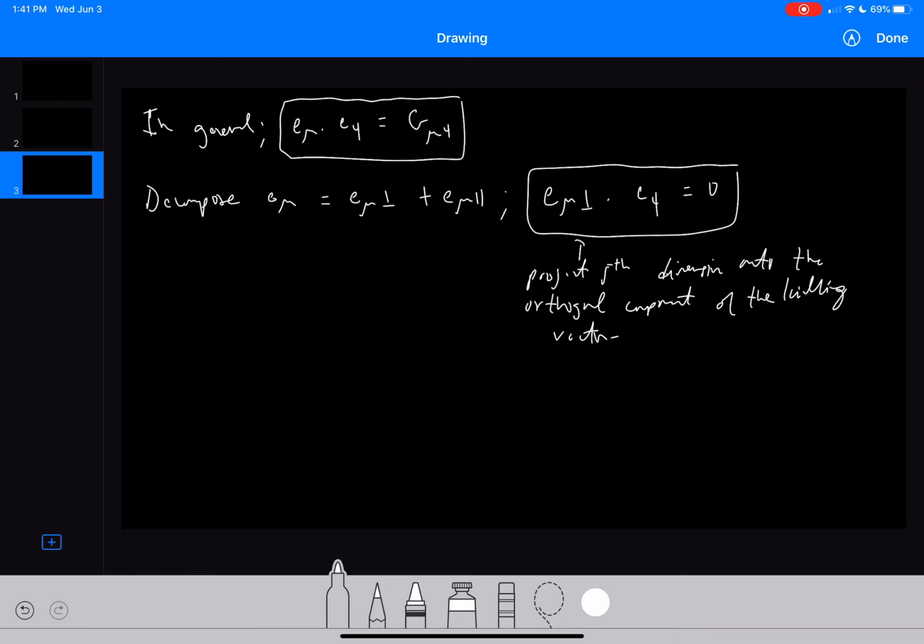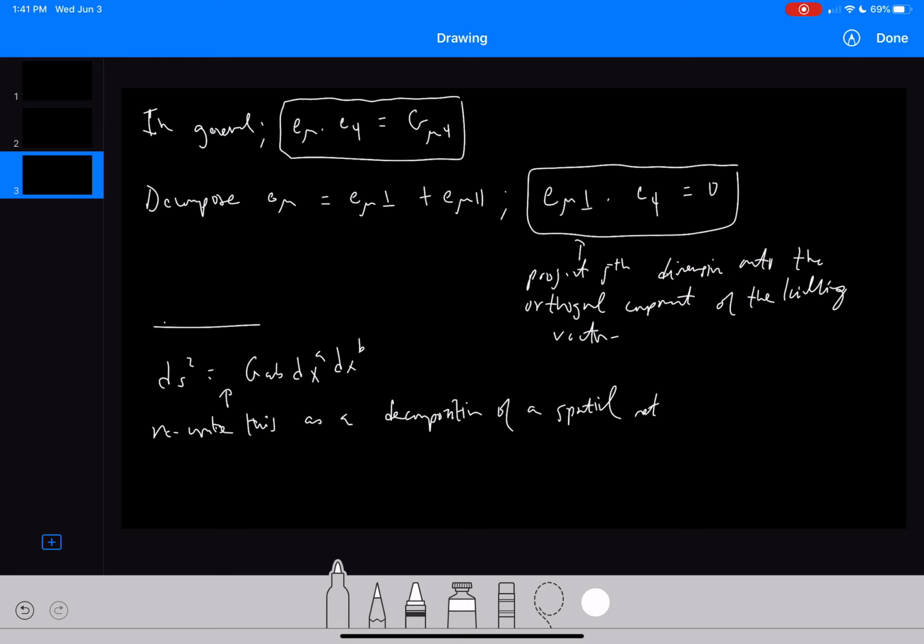So what I can do with the 5D metric I had before, what I'm going to do now is take my 5D metric here, and I'm going to rewrite this as a decomposition of a spatial metric and non-spatial metric as follows. So this is something you typically do in cosmology a lot.